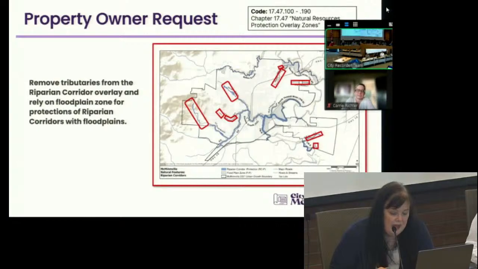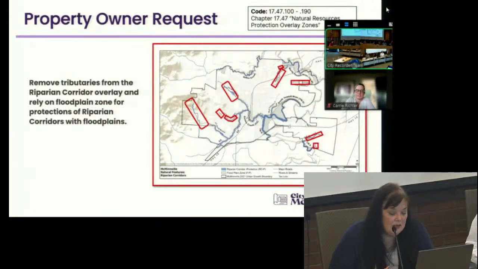So if you look at this map, the hatches that you see there, that's the floodplain zone, and then the light blue would be the overlay for the riparian corridors. What I've highlighted in the red boxes is everything that's not in a floodplain zone. It's also places where you don't really see water consistently through the full year. So these were historically fish-bearing streams. They're still considered fish-bearing streams by the Department of Fish and Wildlife, but some of them are dry seasonally, right?